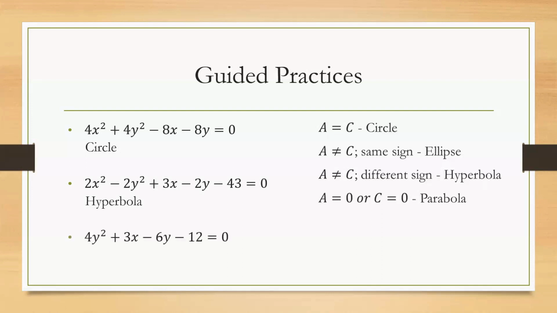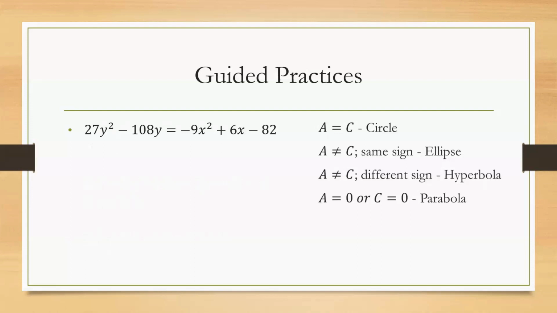Next, 4y squared plus 3x minus 6y minus 12 equals 0. So from here, we notice that the x squared term is missing. So again, if that's the case, the equation is a parabola. Okay, so that's clear. Let us move on.